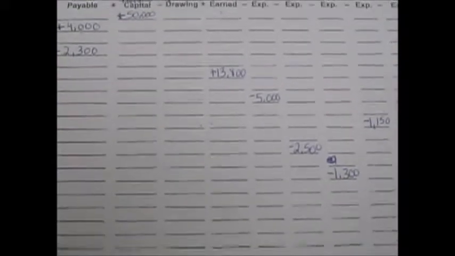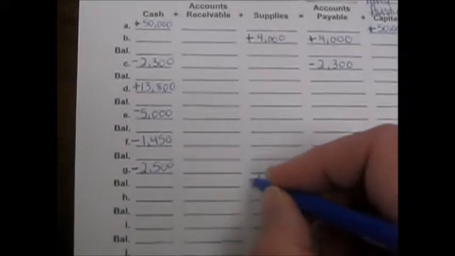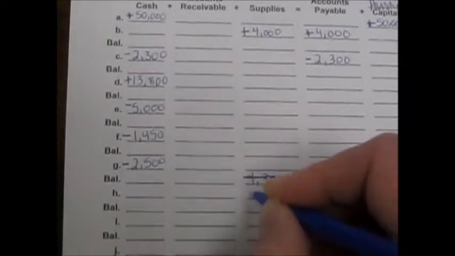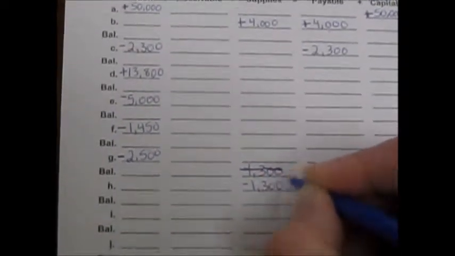And we're also going to put in the minus $1,300. I made an error over here and I put this in the balance column, in the balance spot. It should be in the H spot.